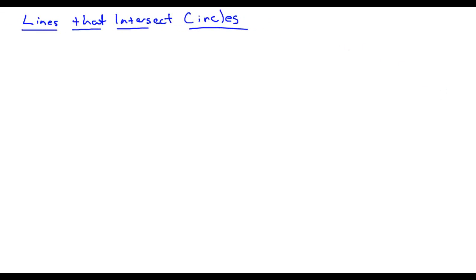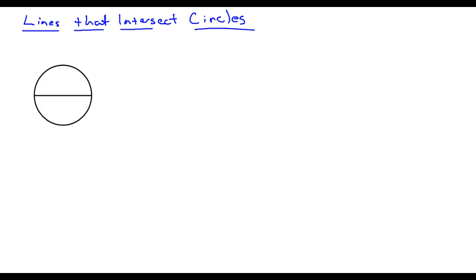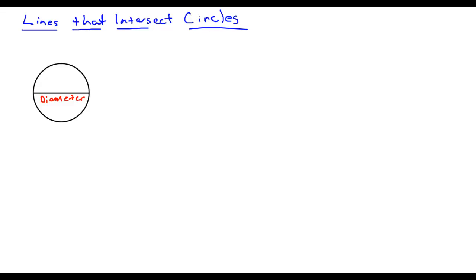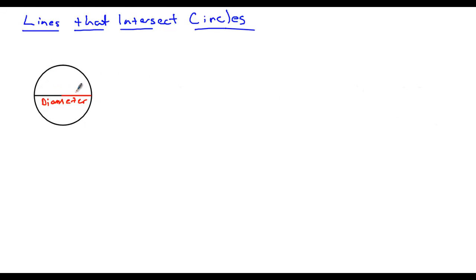So if we have a circle like you've been working with, and we draw a line right across the middle of it, you know that that is called a diameter. And then if we cut that line in half, like this, then you know that that little part there is called a radius.